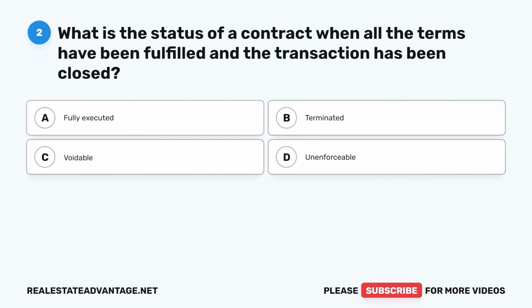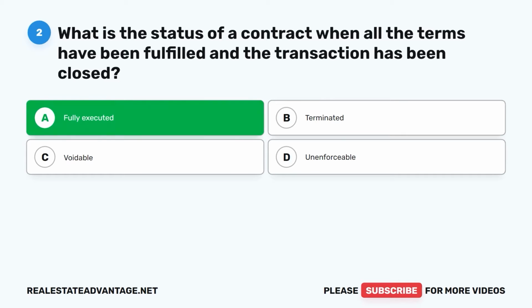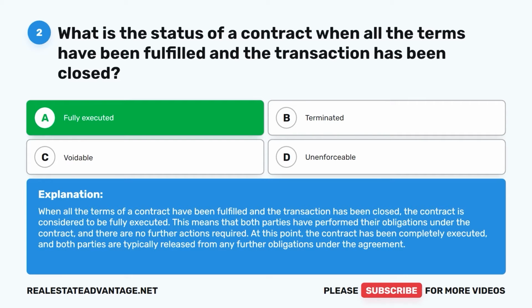Question 2. What is the status of a contract when all the terms have been fulfilled and the transaction has been closed? A. Fully executed. B. Terminated. C. Voidable. D. Unenforceable. The correct answer is A. Fully executed. When all the terms of a contract have been fulfilled and the transaction has been closed, the contract is considered to be fully executed. This means that both parties have performed their obligations under the contract and there are no further actions required.